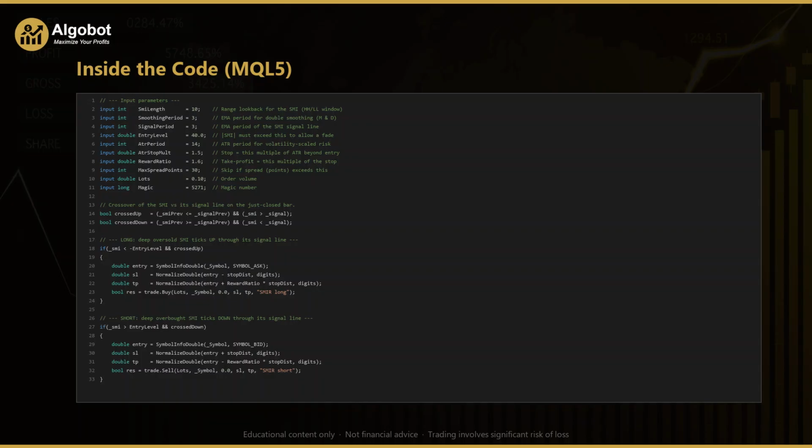Now the long block. The condition reads, if the SMI is below negative entry level, and crossed up is true. When that is satisfied, the code reads the current ask price as the entry, sets the stop loss one stop distance below it, sets the take profit at the reward ratio times the stop distance above it, and calls trade.buy with those levels. The short block is a mirror image.